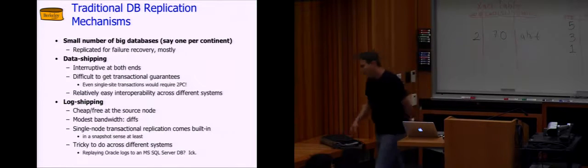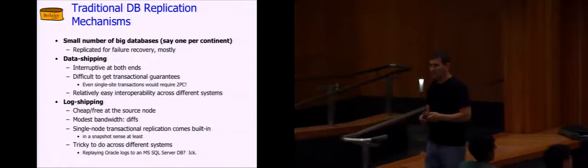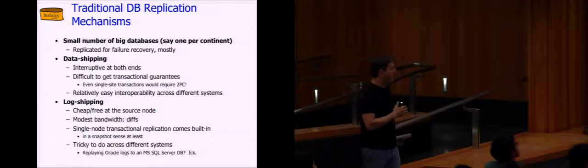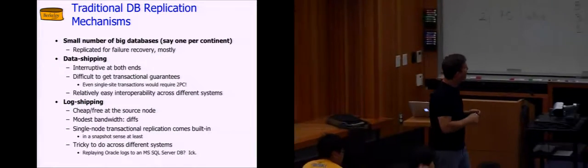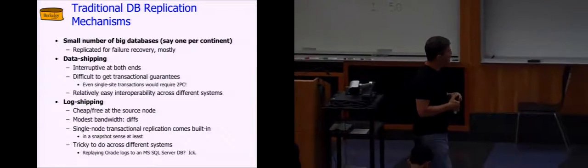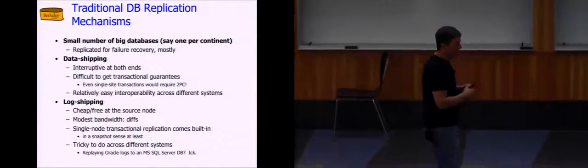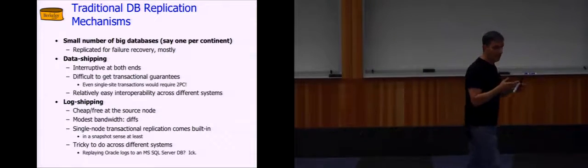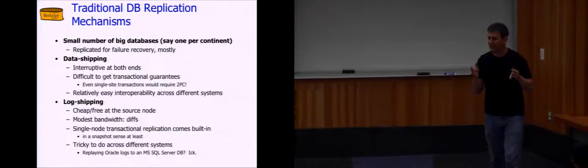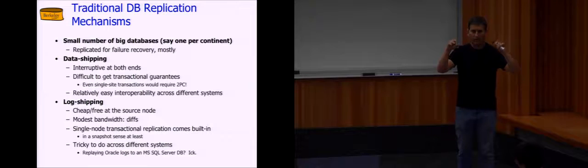All right. Here's how replication can be achieved. There's sort of two typical ways to do it. And we'll just roll ourselves back in time a little bit and think about traditional databases. So imagine you have a small number of big databases, which is actually what you do have in the real world. You have data centers, like Amazon has, I don't know how many, but it's in the order of the number of continents.